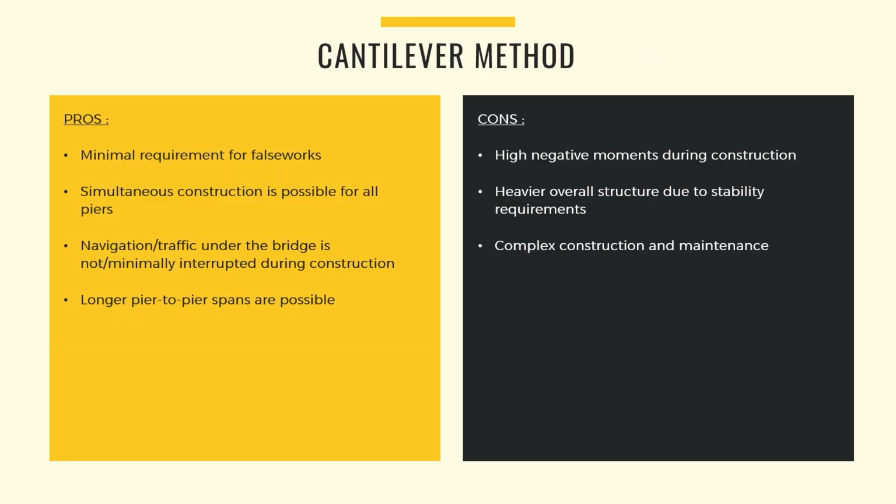The cantilever method has its advantages and disadvantages. For advantages, we first have minimal requirement for false works. Next, simultaneous construction is possible for all piers. Next, the navigation or traffic under the bridge is not or minimally interrupted during construction. And lastly, longer pier-to-pier spans are possible.